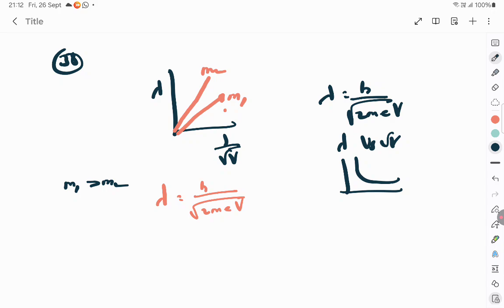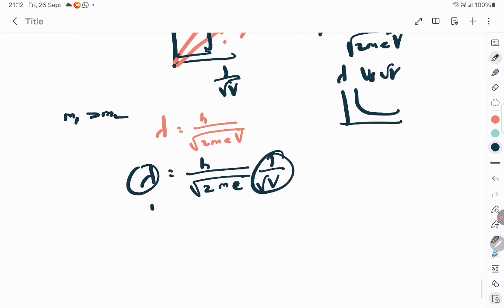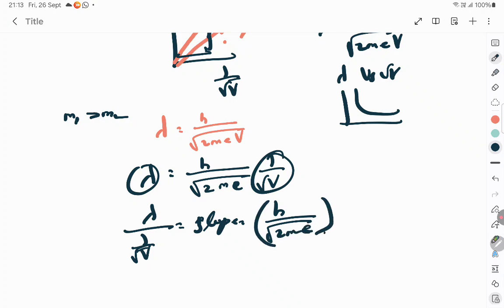So to determine which one has got greater mass, let's write it like this: h by root of 2me times 1 by root V. Let's separate this out because this graph is between this and this, and so lambda versus 1 by root V is a straight line graph. So you will obviously get a slope, which is opposite by adjacent. Lambda by 1 by root V will turn out to be the slope, and the slope itself is h by root of 2me.